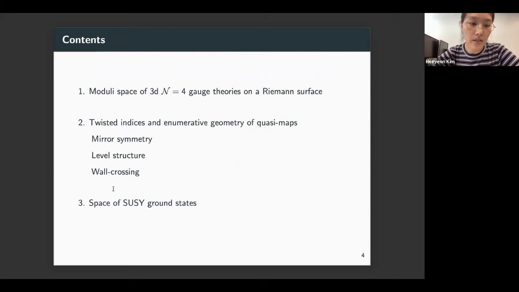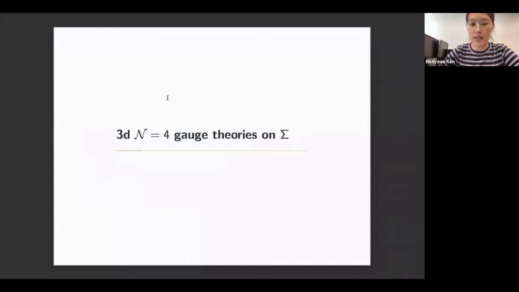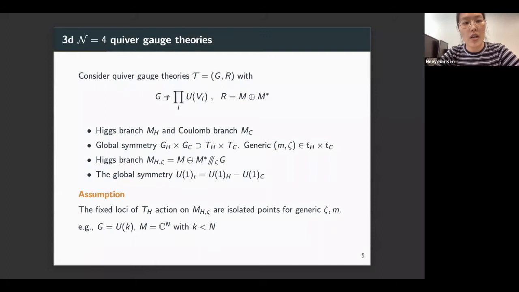And finally, in the third part of the talk, I will discuss some explicit construction of the space of supersymmetric ground states here. Okay, so this is the plan. So let's start from discussing some aspects of 3D N=4 gauge theories compactified on a closed Riemann surface.